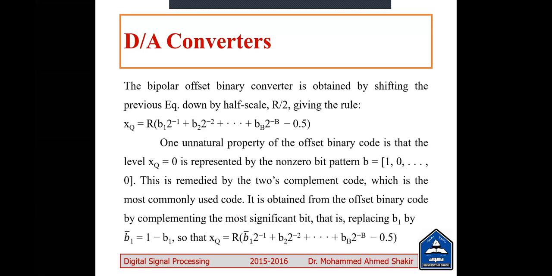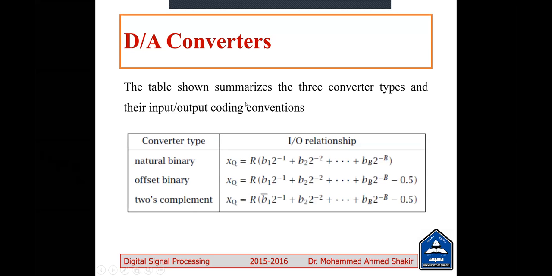By taking the 2's complement for the system, B1 will be inverted. So the modified equation will be the previous equation, except B1 will be inverted to overcome this problem. Now, the table shown summarizes the 3 converter types and their input-output coding conventions: natural binary, offset binary, and 2's complement. For XQ in 2's complement, we are going only to complement B1 of the offset binary from the previous equation.